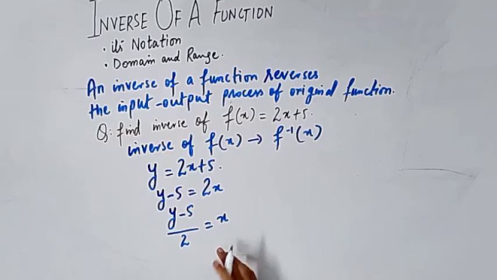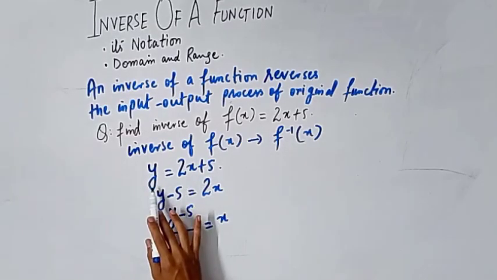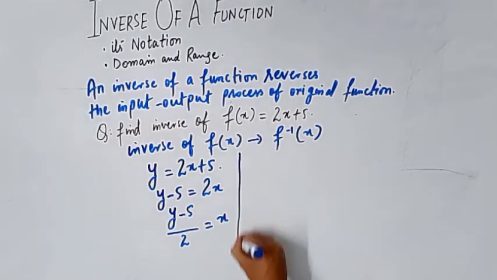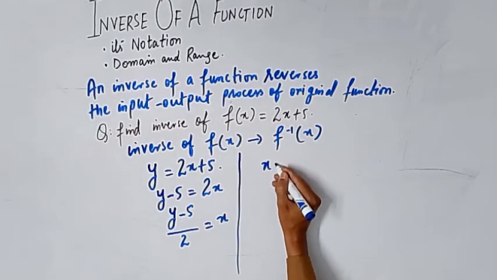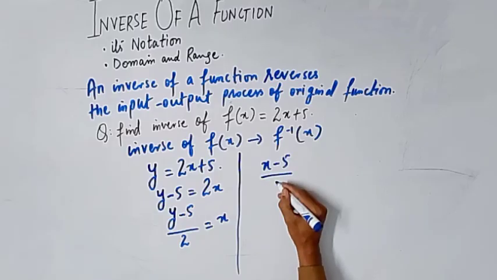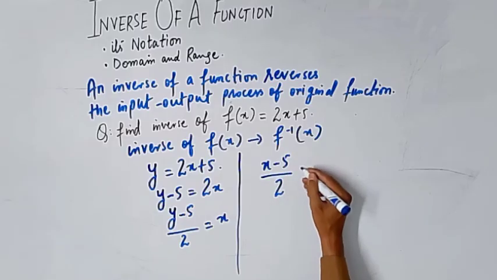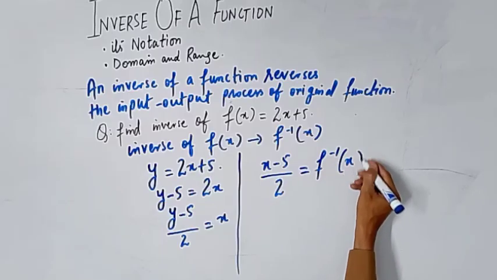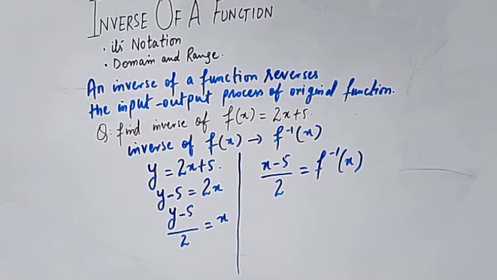What have you done? You have taken your original function equals to y, and then you have isolated x. Now you just need to replace x with y. So you will get (x minus 5) upon 2. This particular expression is actually called the inverse of the original function, and you can verify it as well.